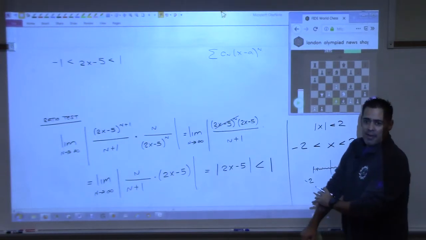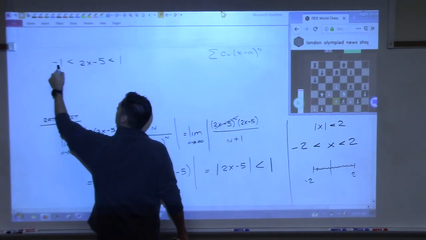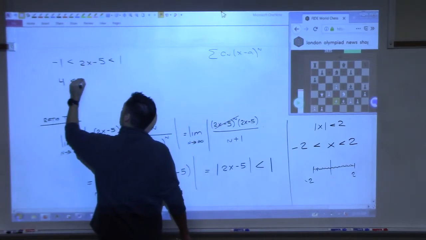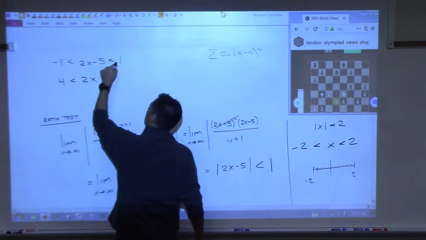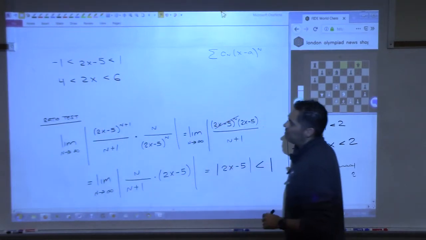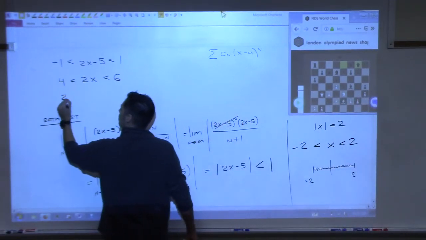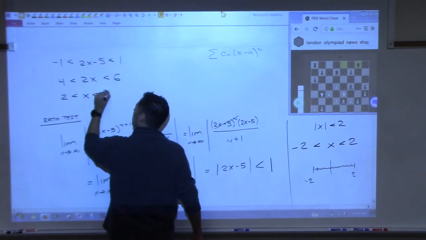Let's add 5 to everything. Add 5 here: 4. 2x. Add 5 here: 6. Okay. Next step. Divide by 2. 2 less than x less than 3.